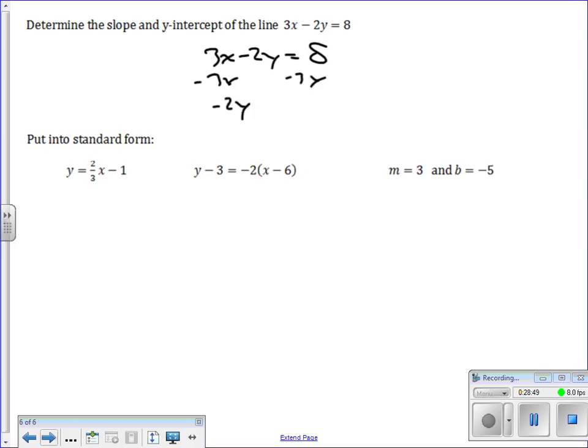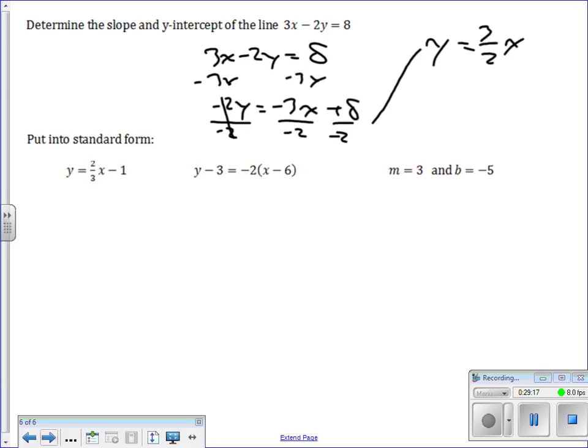You get negative 2y equals negative 3x plus 8. Divide everything by negative 2, because I want positive y. Negative 2, negative 2, negative 2. And then these cancel, so I get y equals negative 3 over negative 2 becomes positive 3 over 2x. And then 8 divided by negative 2 is negative 4.